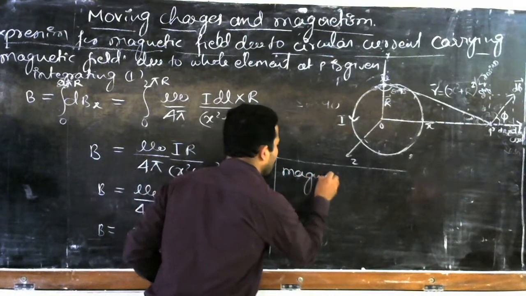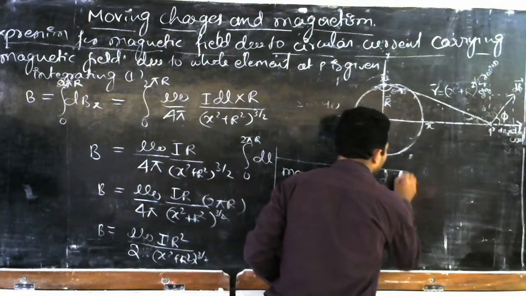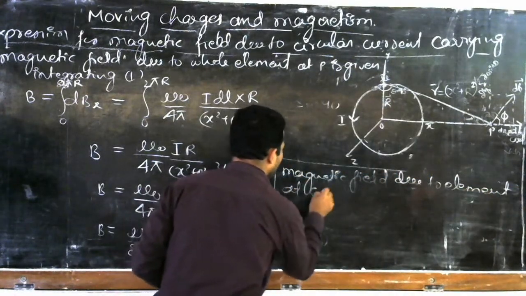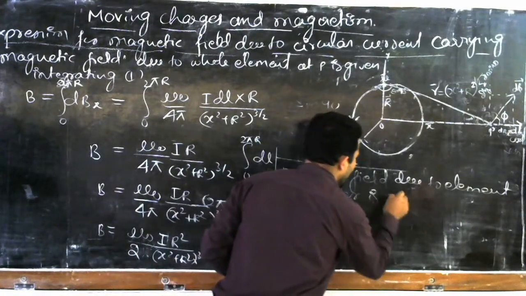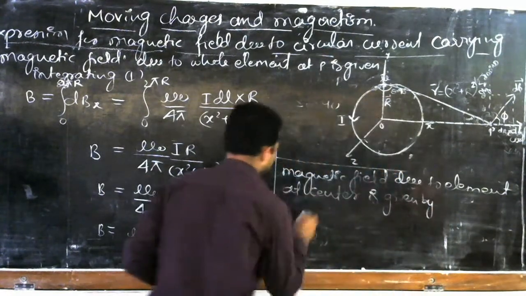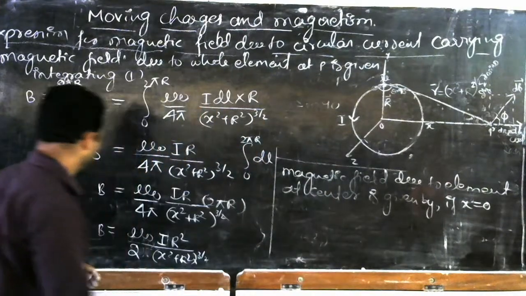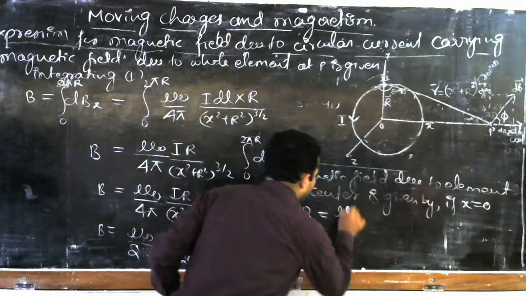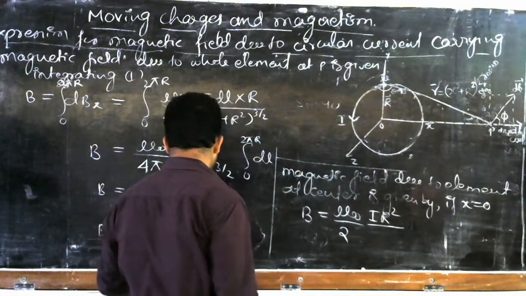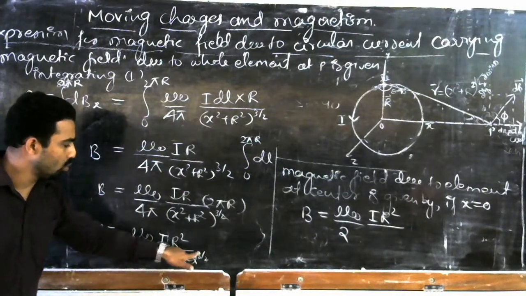Magnetic field due to the element at the center is given by, if x is equal to 0. Then B is equal to this equation, mu naught by 2, I into R square divided by, with x equal to 0, remaining R square to the power 3 by 2.